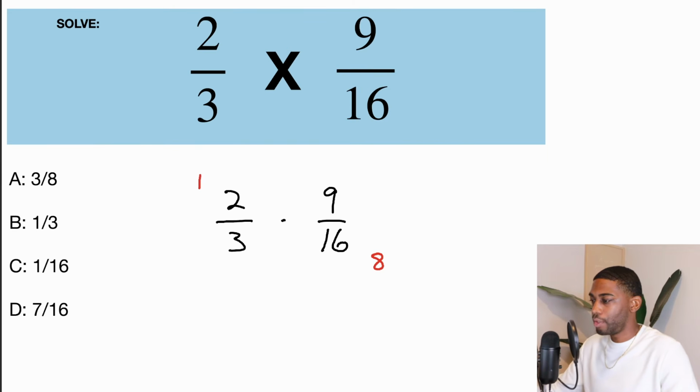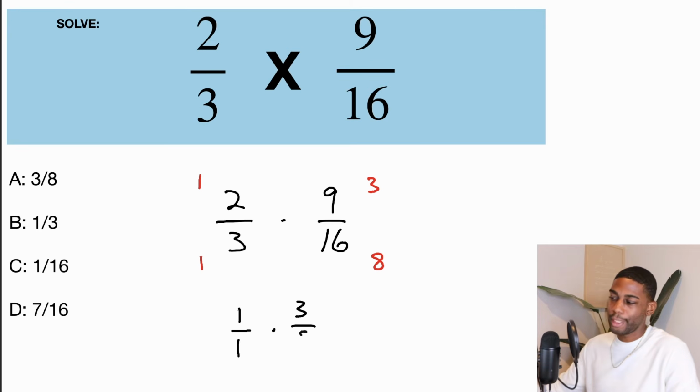And then look at here, 3 and 9. What number goes into both 3 and 9? 3 itself. 3 goes into 3 a total of 1 time. 3 goes into 9 a total of 3 times. Let's go ahead and rewrite our fractions. 1 over 1 times 3 over 8.